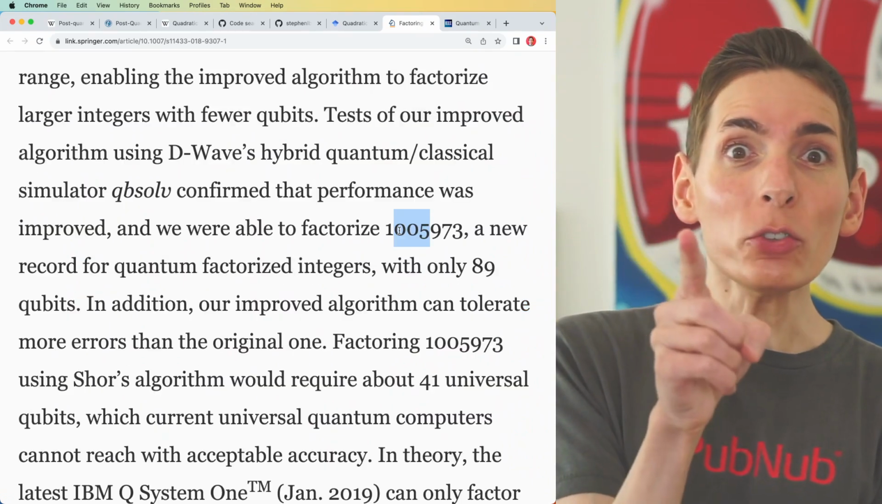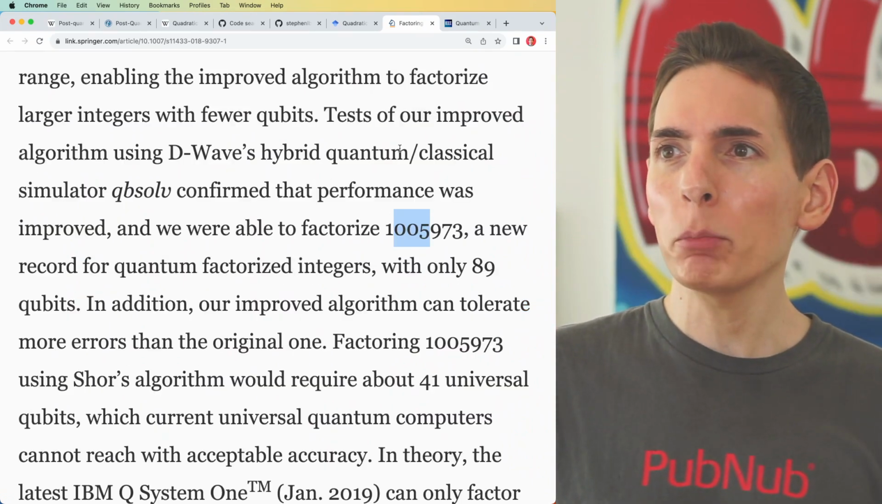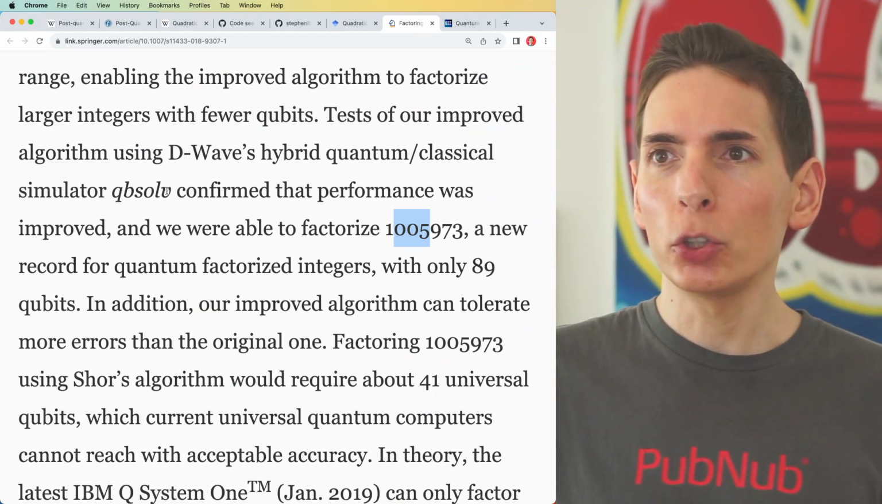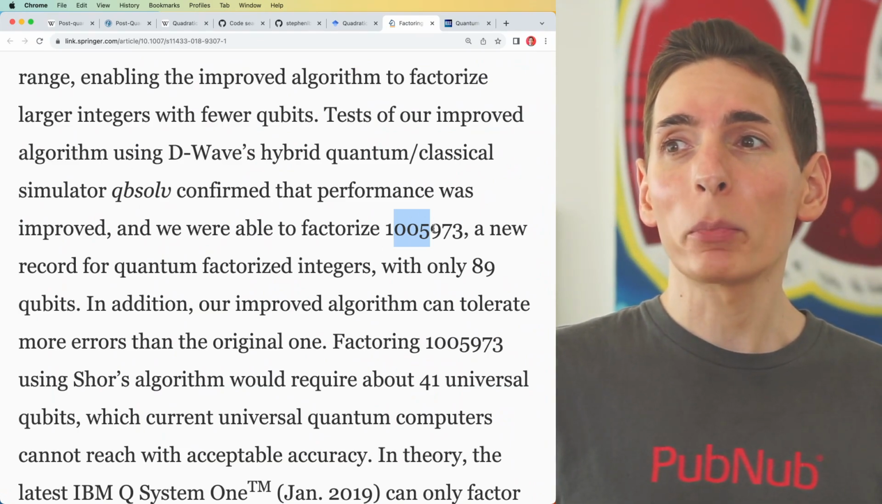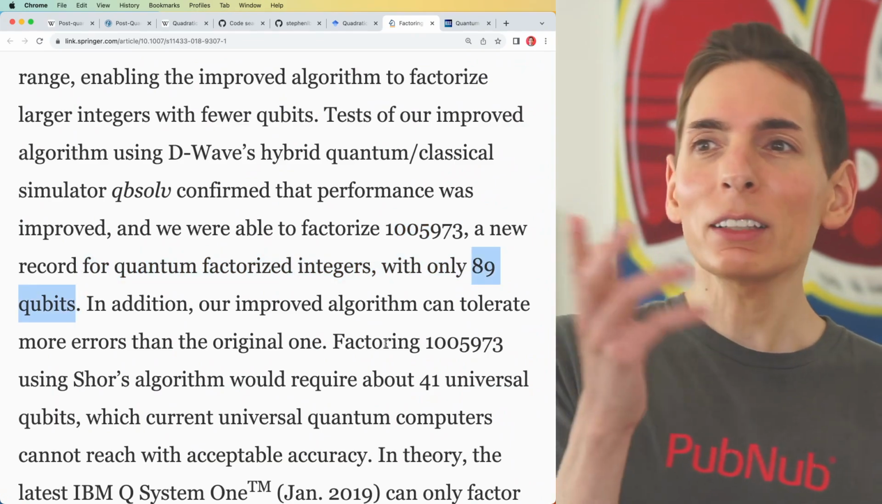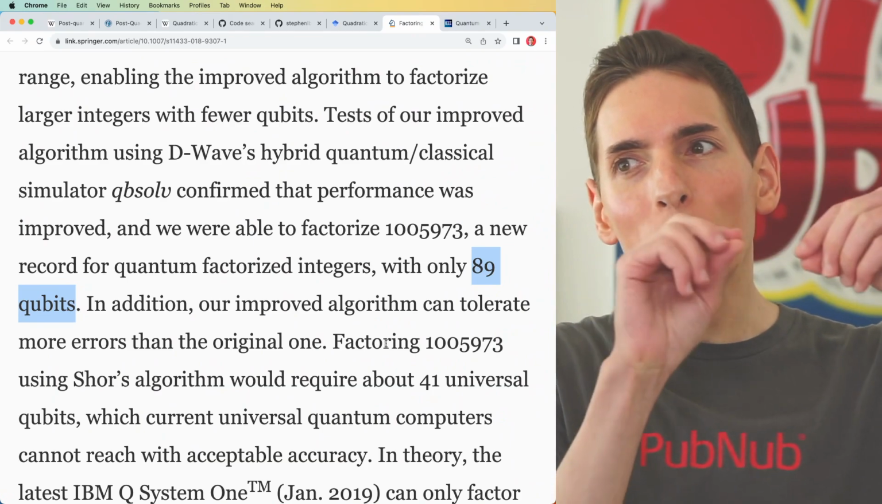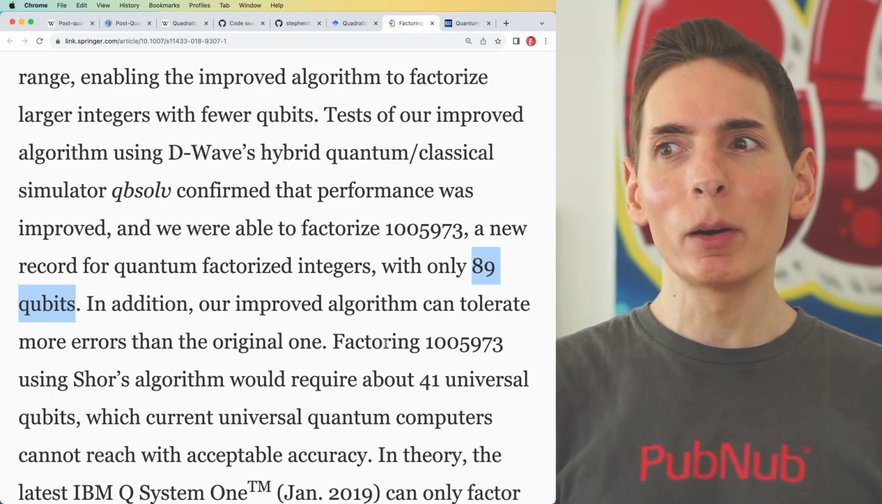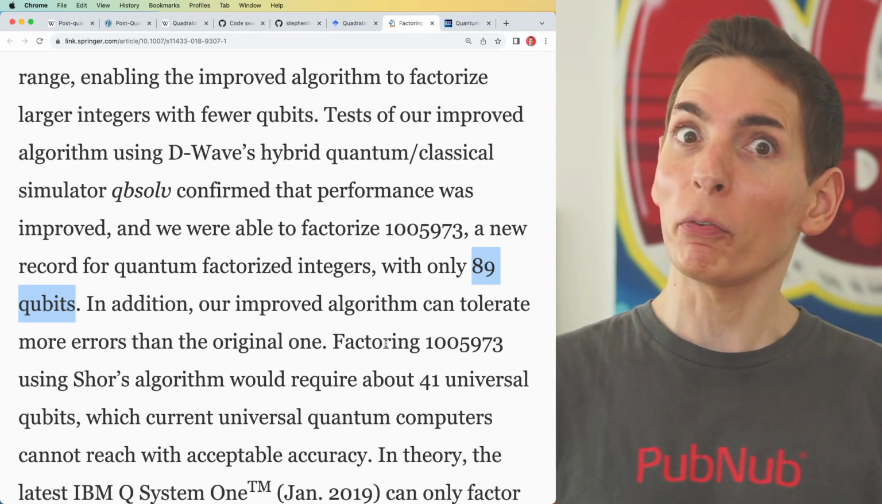But what's interesting here is using D-Wave's hybrid approach, where they merge some of the quantum and classical using QUBOSOLVE. They could factorize numbers just slightly over 1 million with only 89 qubits. So I would like to see a graph that shows, per qubit that's added into the processor, how big those maximum factorized numbers could be, because then we'll find the tipping point.